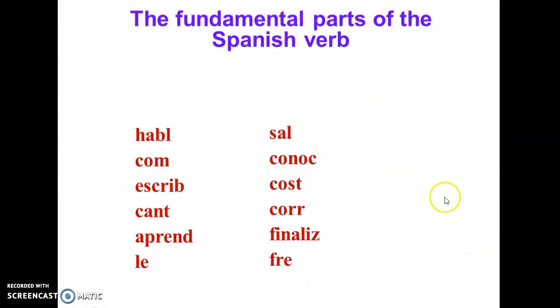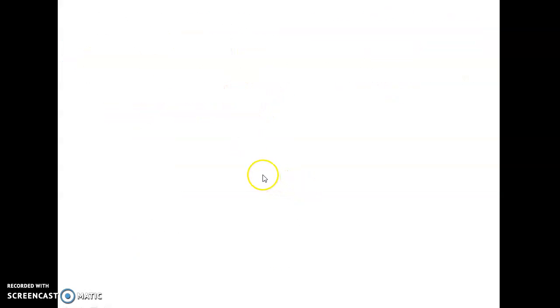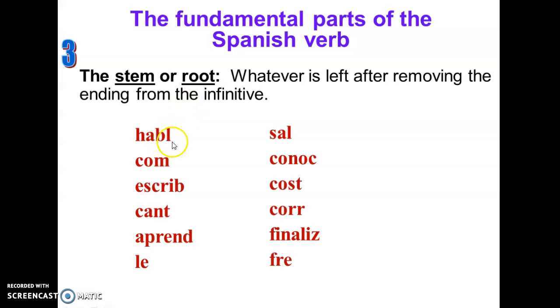And the third part is the stem or root. So whatever is left after removing the ending from the infinitive. So this is the stem of a verb. Habl, this is my stem, my root. And this is for the verb hablar. Com for the verb to eat, comer. And this is the part that we actually use for regular verbs to conjugate everything else depending on the subject and the tense.